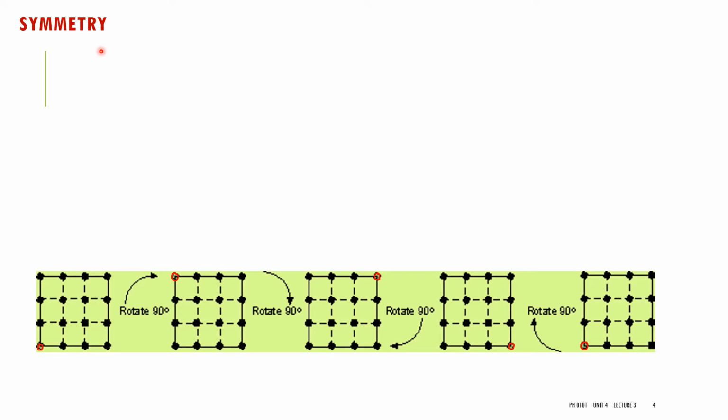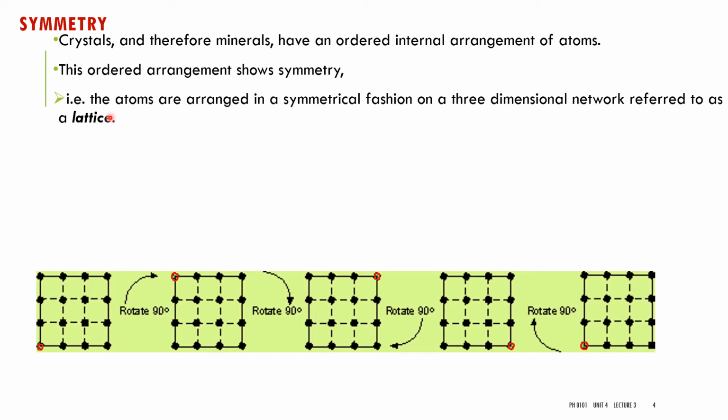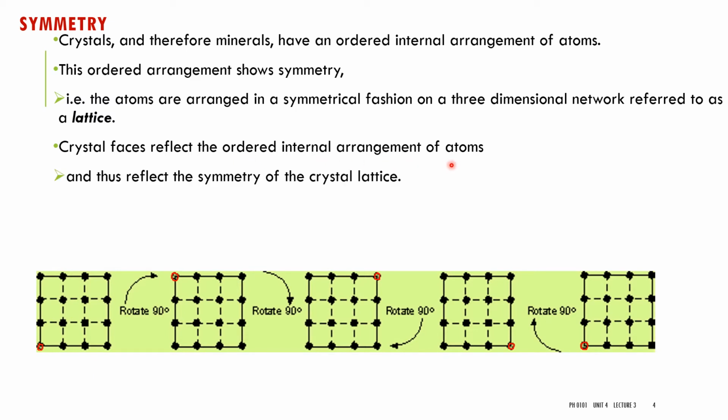Symmetry. Crystals have an ordered internal arrangement of atoms. This ordered arrangement shows symmetry. That is, the atoms are arranged in a symmetrical fashion on a three-dimensional network referred to as a lattice. Crystal faces reflect the ordered internal arrangement of atoms and hence reflect the symmetry of the crystal lattice.